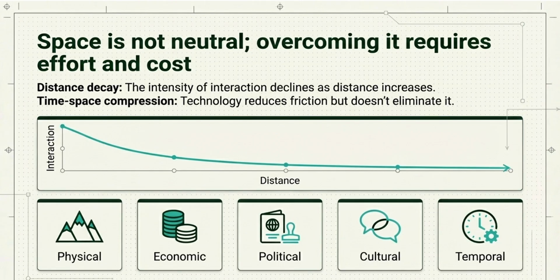Now, space is not neutral. Overcoming it requires effort and cost. Distance decay: the intensity of interaction declines as distance increases. Look at it from here to here. Look at the curve. It is diminishing. This is the interaction curve. You see, interaction is diminishing as distance increases.